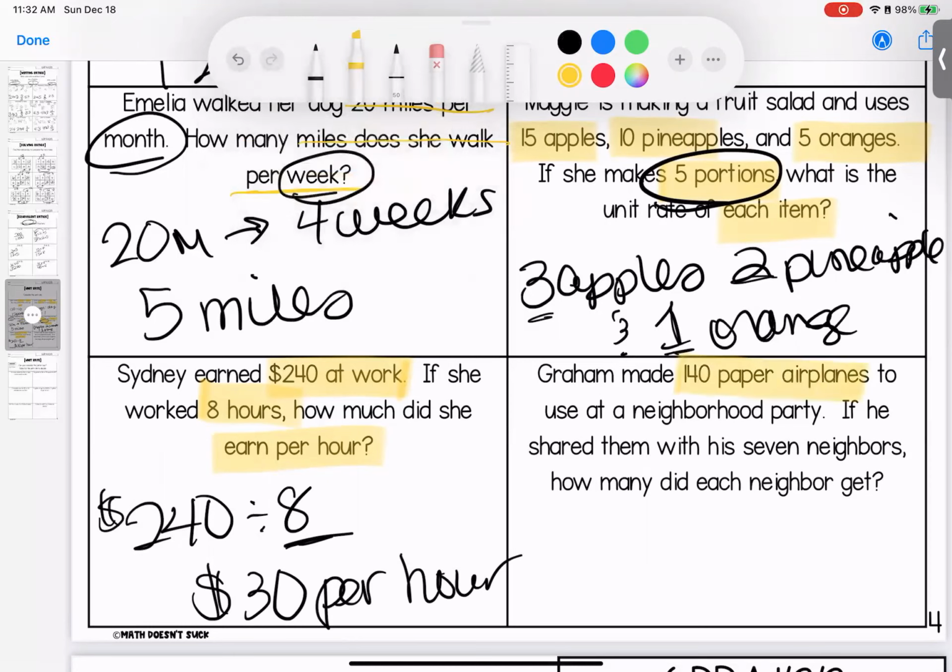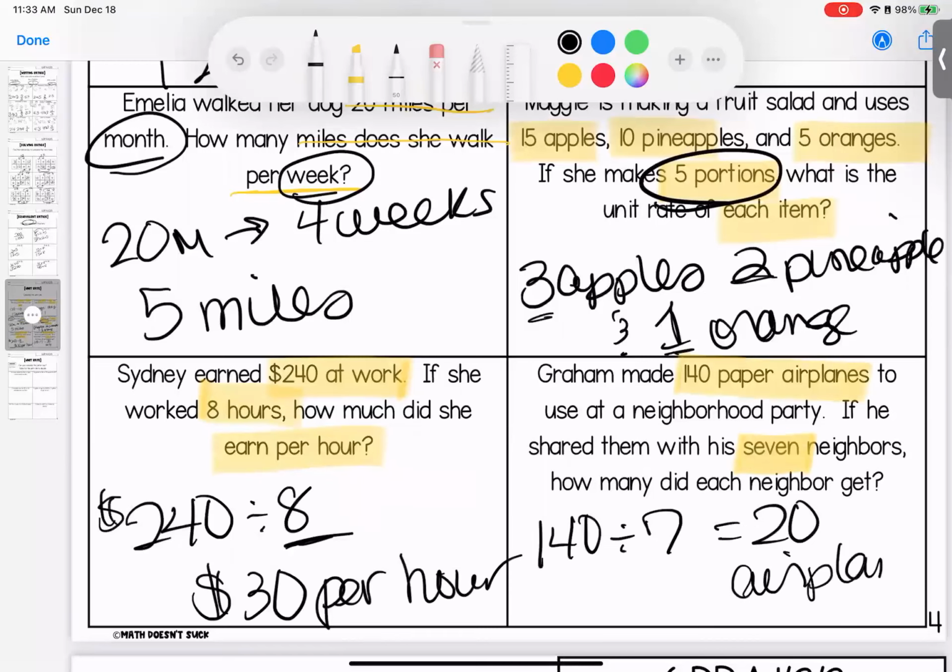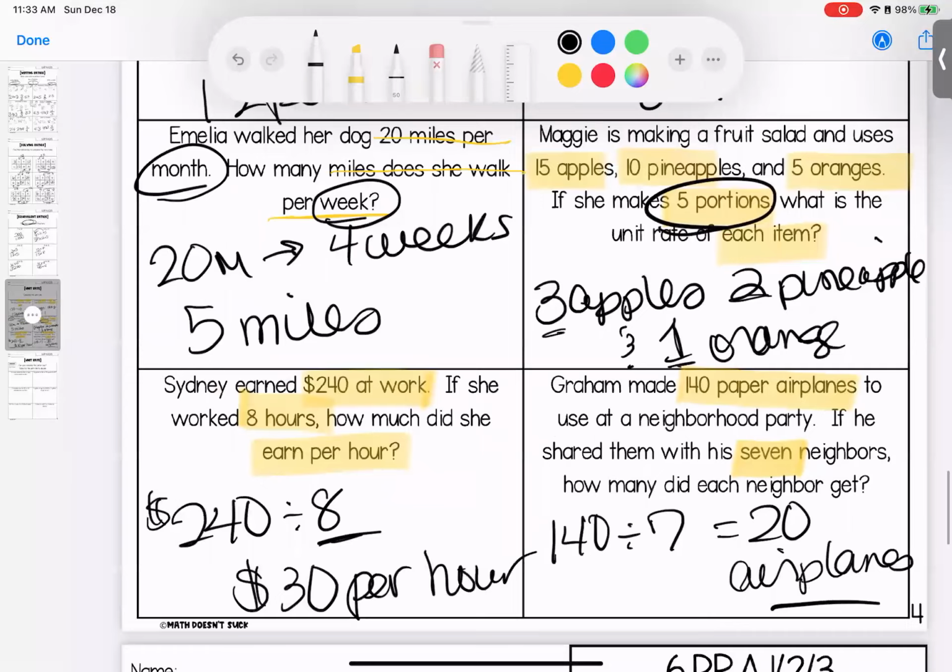Graham made 140 paper airplanes to use at a neighborhood party. If he shared them with his 7 neighbors, how many did each neighbor get? So for this one, 140 airplanes shared with the 7 neighbors equals 20 airplanes for each of his neighbors. Any questions? Bring them to class.